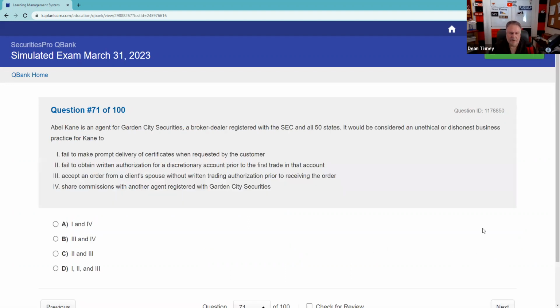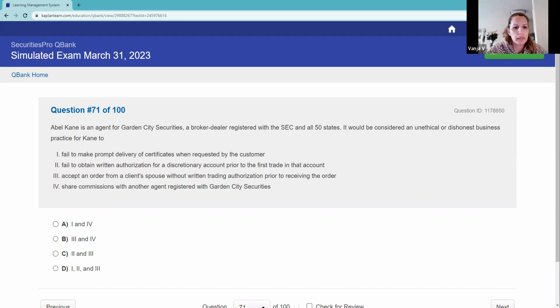Abel Kane is an agent for Garden City Securities, a broker dealer registered with the SEC and all 50 states. It would be considered an unethical or dishonest business practice for Kane to: 1, fail to make prompt delivery of certificates when requested by the customer. Yep. 2, fail to obtain written authorization for a discretionary account prior to the first trade in the account. Broker dealer, yep, they don't have that 10-day thing. 3, accept an order from a client's spouse without written trading authorization prior to receiving an order. Yep.